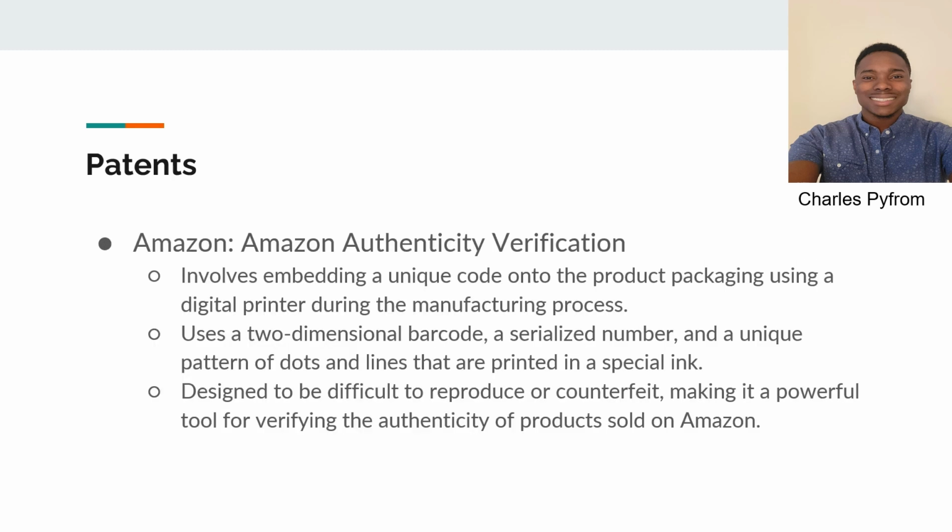Amazon uses a patented process called Amazon Authenticity Verification. It involves embedding a unique code onto the product packaging using a digital printer during the manufacturing process. It also uses a two-dimensional barcode, a serialized number, and a unique pattern of dots and lines that are printed in a special ink. It is designed to be difficult to reproduce or counterfeit, making it a powerful tool for verifying the authenticity of products sold on Amazon.